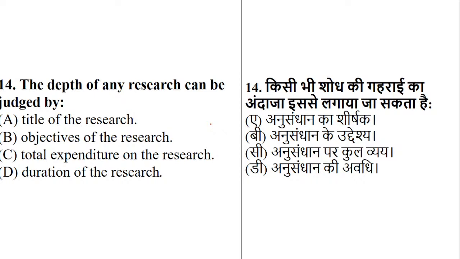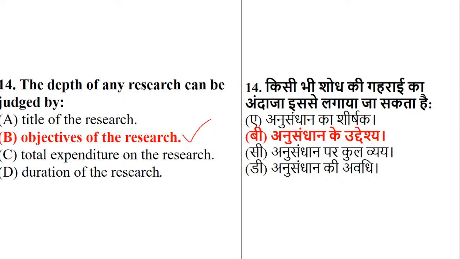So the depth of any research is not judged by the title. You have a creative way of putting your title. It is only and only by the objectives of your research. Because if you remember, I have taught in my theory classes that the objectives of research are divided into general and specific. So how specific your objectives are, based on that the depth of any research can be judged. I hope you understood. This is one of the simplest questions, but you should not go wrong. The depth of any research is not decided by the title. There are different ways of putting the title of the research.